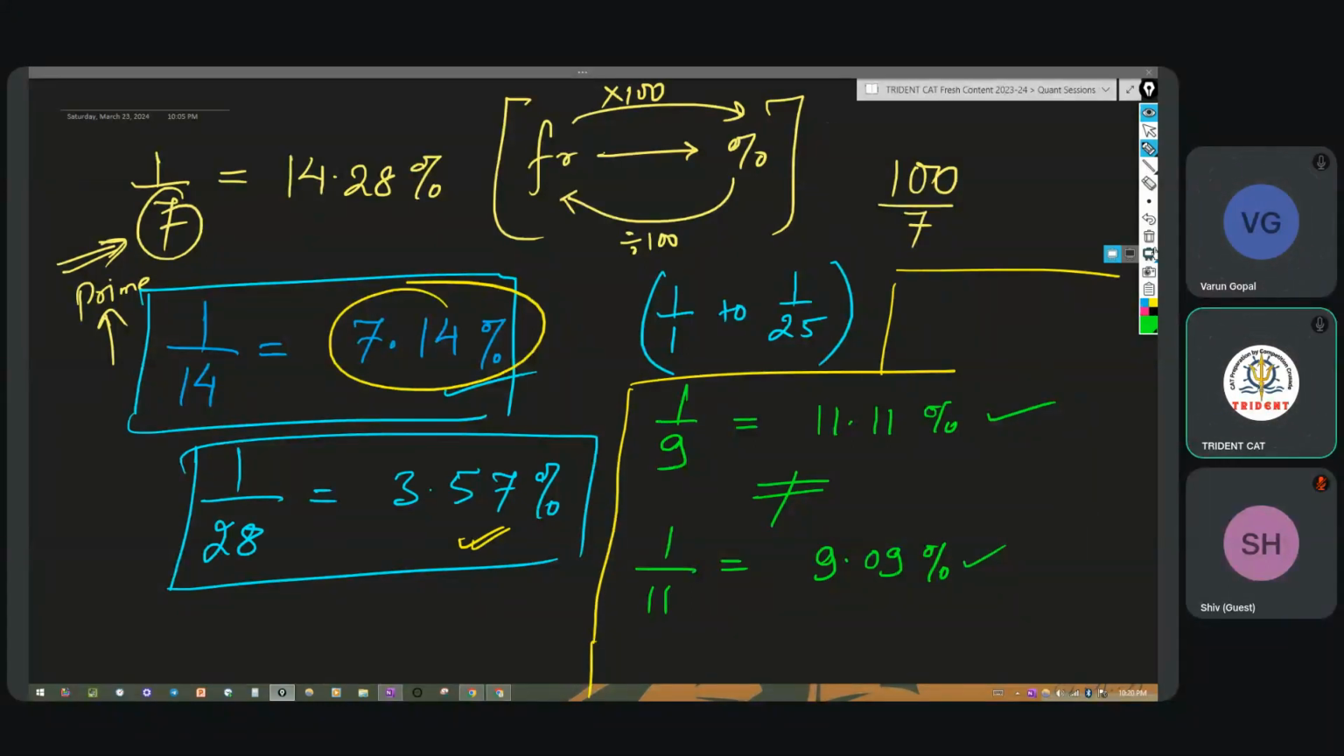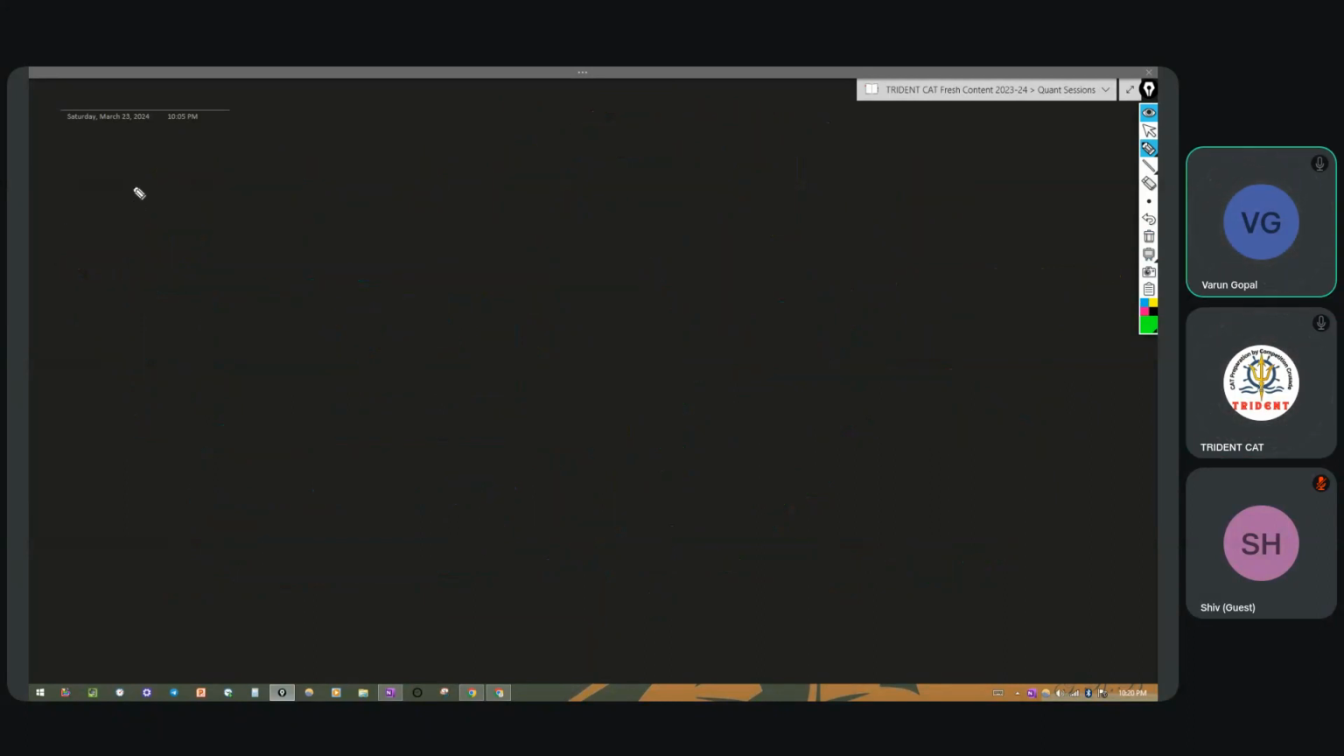Okay, let me write the question for you. The first question is, can you tell me the percentage equivalent of 5 by 9? The second question is 3 upon 11. These are very easy, guys. Please don't make any mistakes. The third is 8 upon 9. And the fourth one is 8 upon 11.